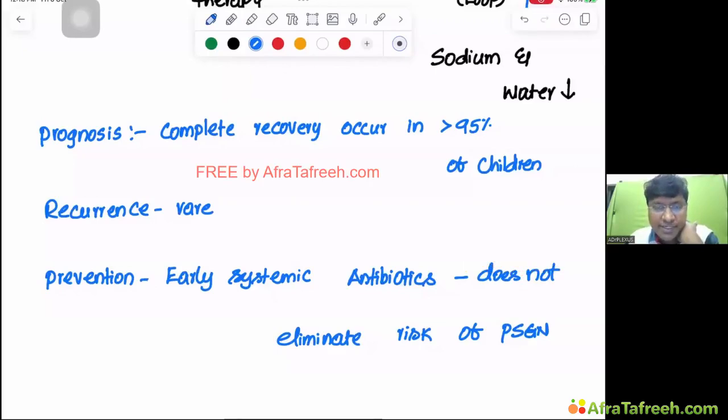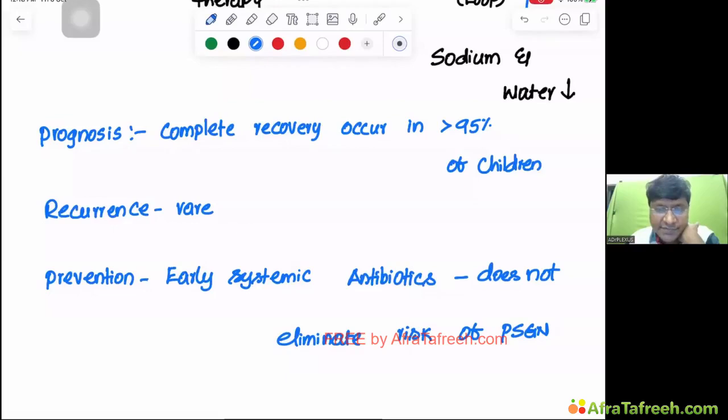The group A beta hemolytic streptococcal throat infection is most common in winter, and the most common serotype is 12. And group A beta hemolytic streptococcal skin infection is more common in summer, and the most common serotype is serotype 49. After pharyngitis, the latent period is 1 to 3 weeks, and after skin infection, the latent period is nearly around 3 to 6 weeks. The throat infection we call pharyngitis, the skin infection we call impetigo. And the age, as I have said, is in children 5 to 12 years of age.